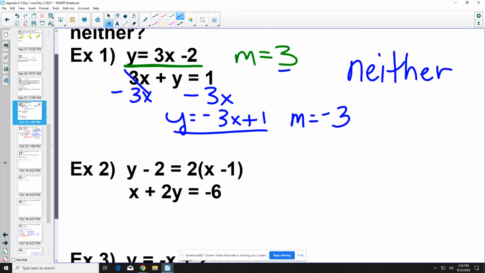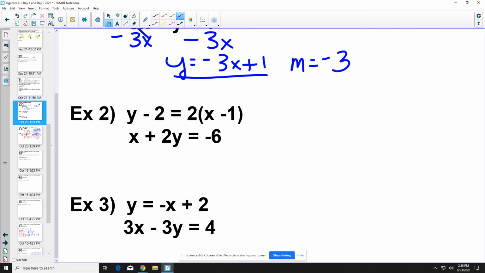Okay, here's what I want you to do. I'm going to have you try 2 and 3 on your own. When you get done with 2 and 3, you're going to play the video. So go ahead and pause now. Try 2 and 3. Your answer is either parallel, perpendicular, or neither. Pause now.